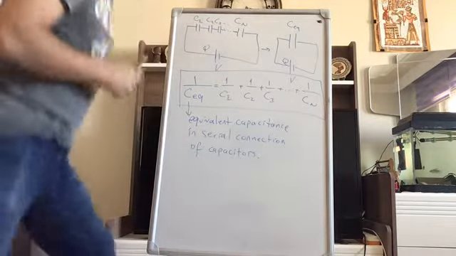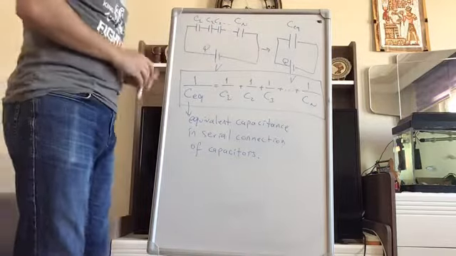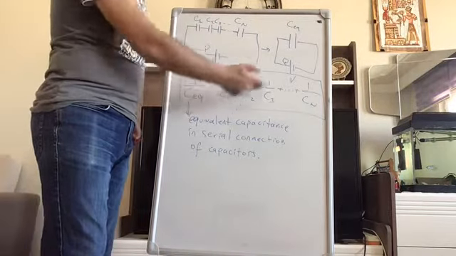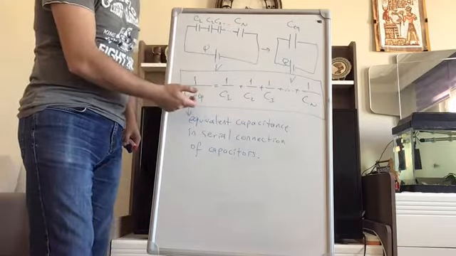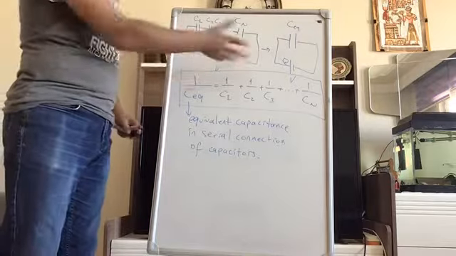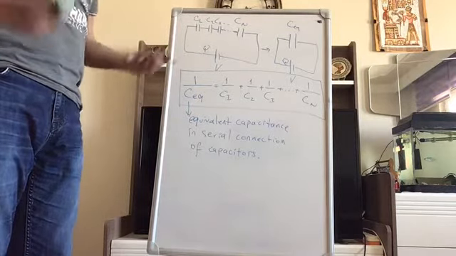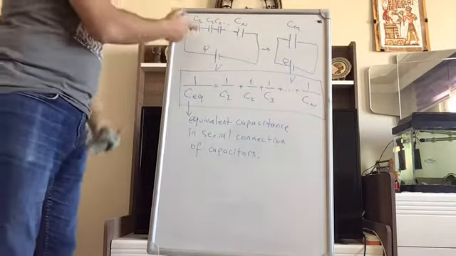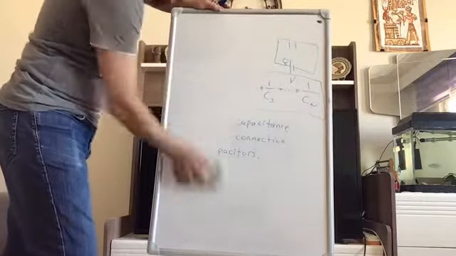Alright, when you connect the capacitors serially, then the equivalent capacitance will be equal to the summation of the inverses of all capacitors, and it will give you the inverse of the equivalent capacitor. So you need to just invert it after you calculate. A second way to connect two or more capacitors is the parallel connection, right? You don't have to connect them serially, right?